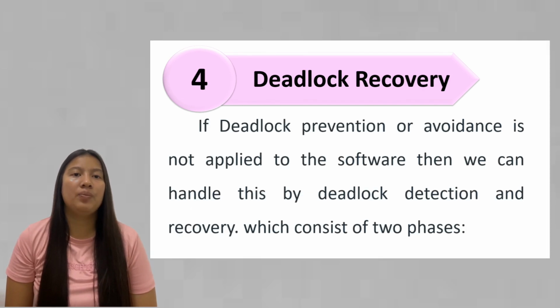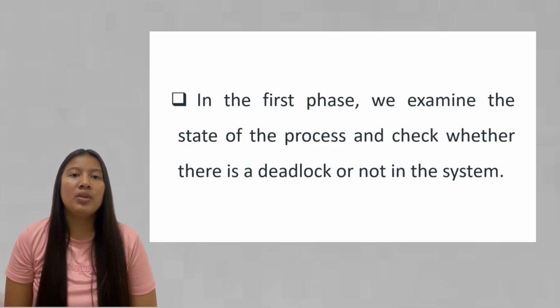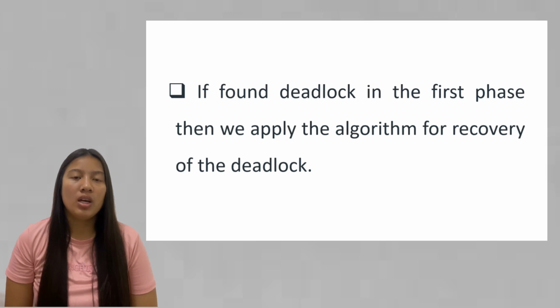Deadlock recovery. If deadlock prevention or avoidance is not applied in the system, then we can handle this by deadlock detection and recovery, which consists of two phases. In the first phase, we examine the state of the processes and check whether there is a deadlock or not in the system. If a deadlock is found in the first phase, then we apply an algorithm for recovering from the deadlock.